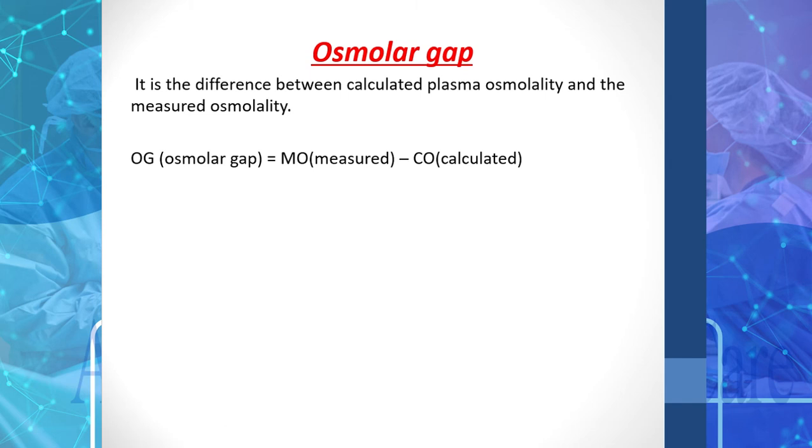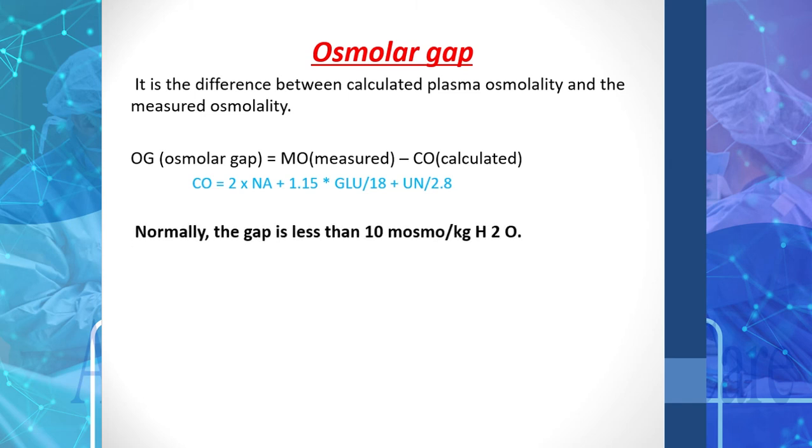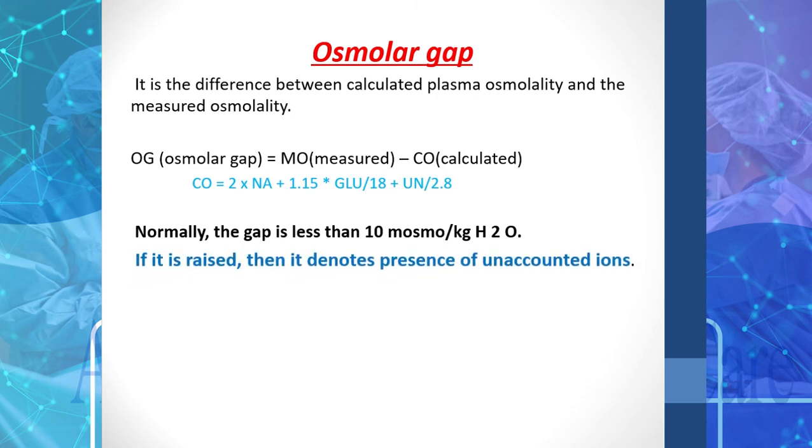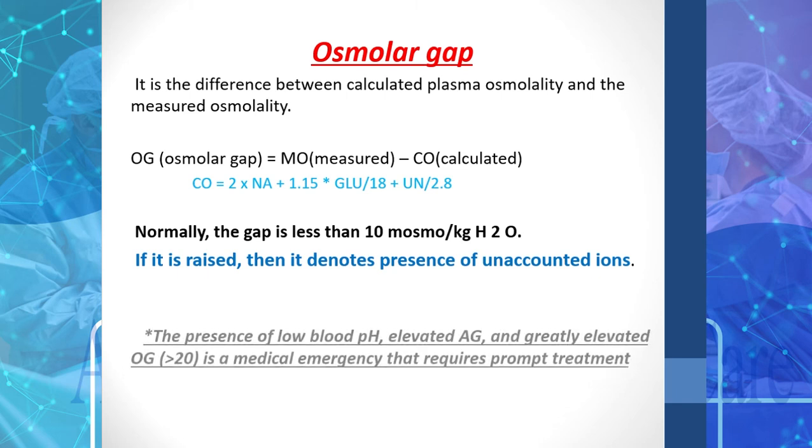They are measuring it by other chemical ways. It will measure the osmolarity of all components present in the blood. While for the calculated, we can only calculate the evident or clear things which affect the osmolarity, which are the sodium, the glucose, and the urea nitrogen. Normally, the gap is less than 10 milliosmolar per kg water. Okay, it is normally less than 10. If it is raised, then it denotes the presence of unaccounted ions.